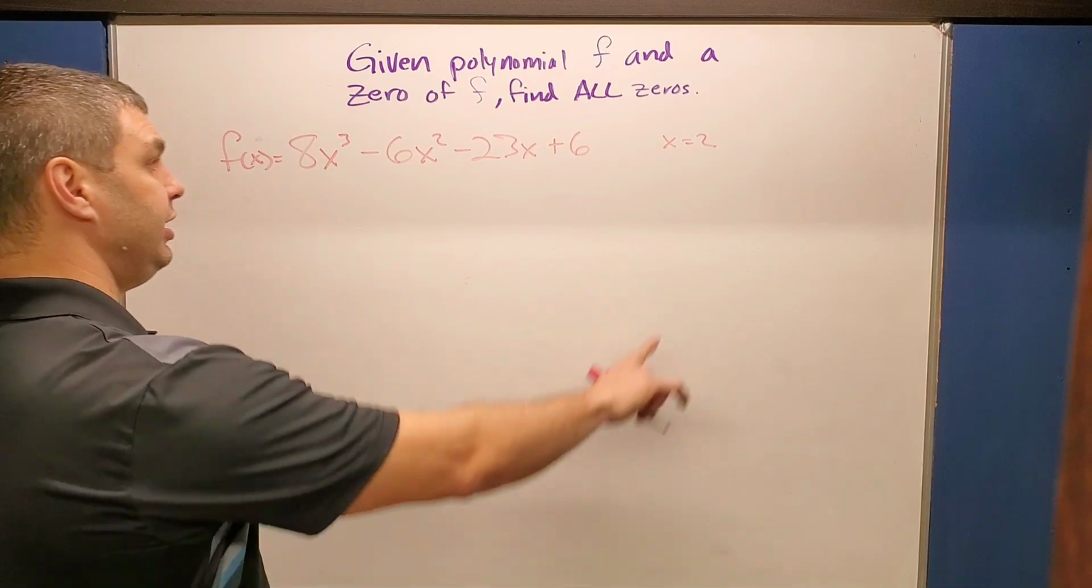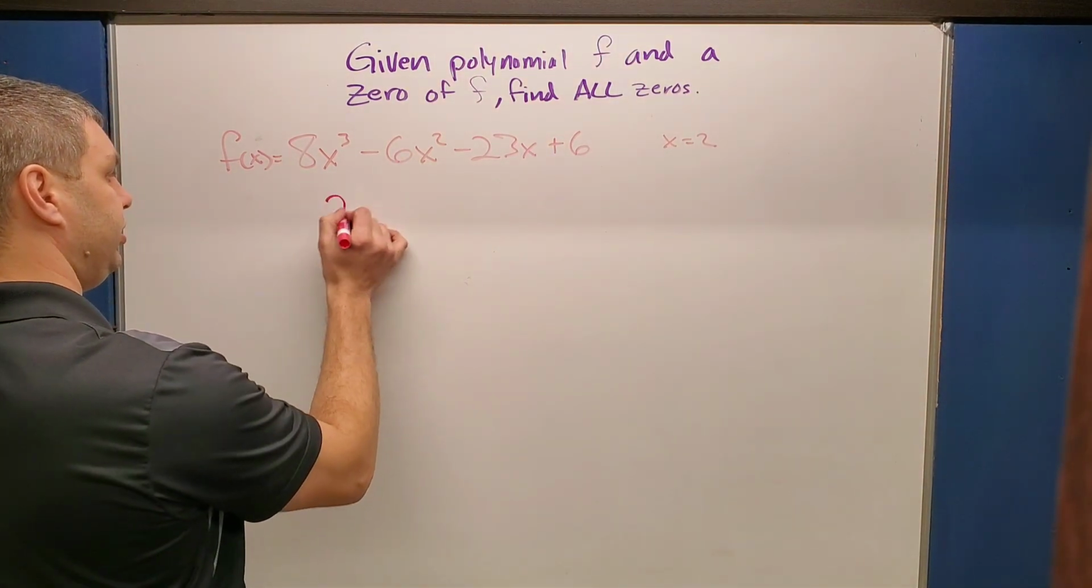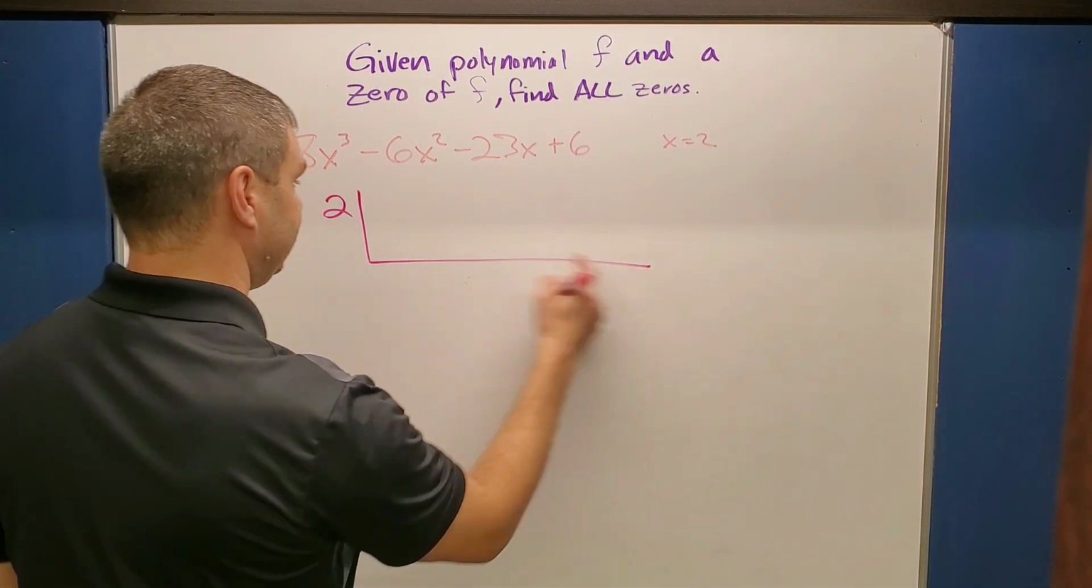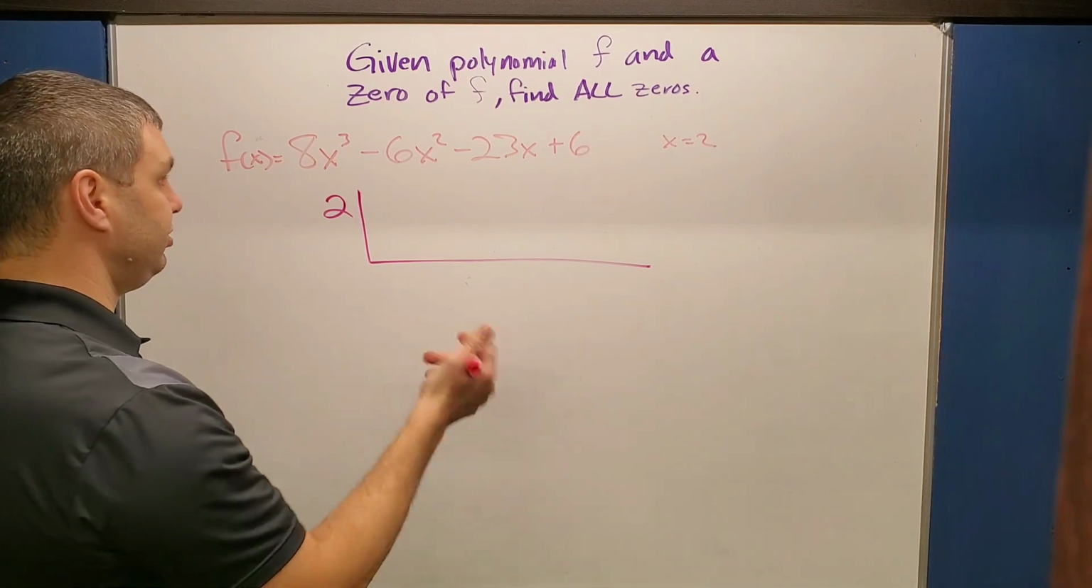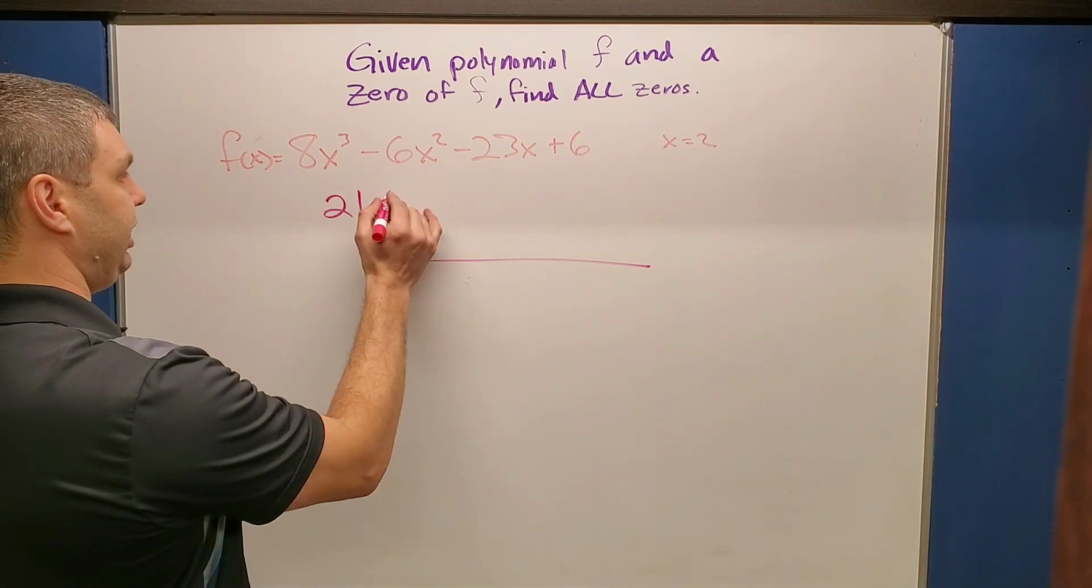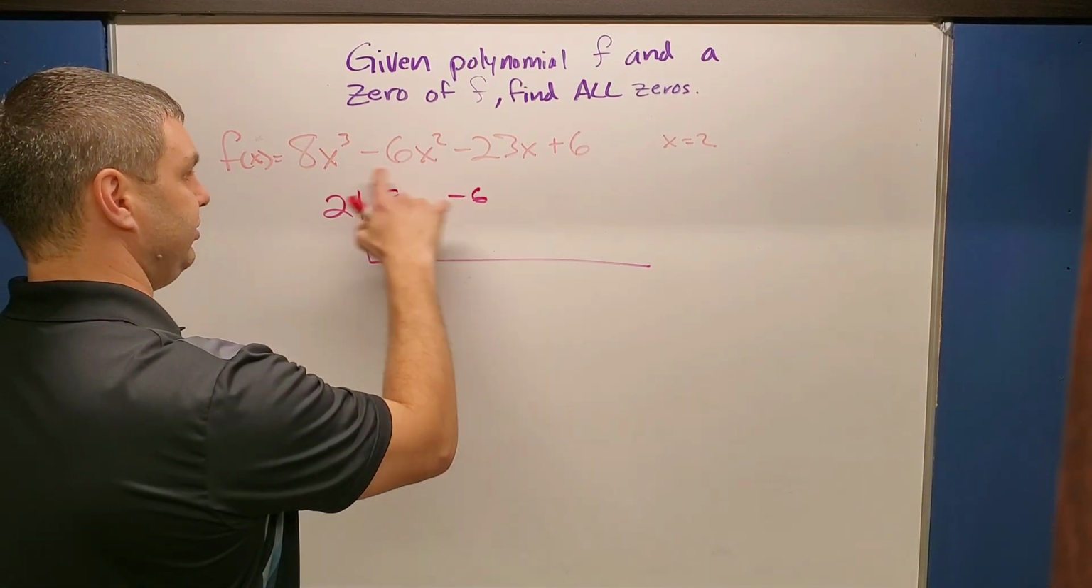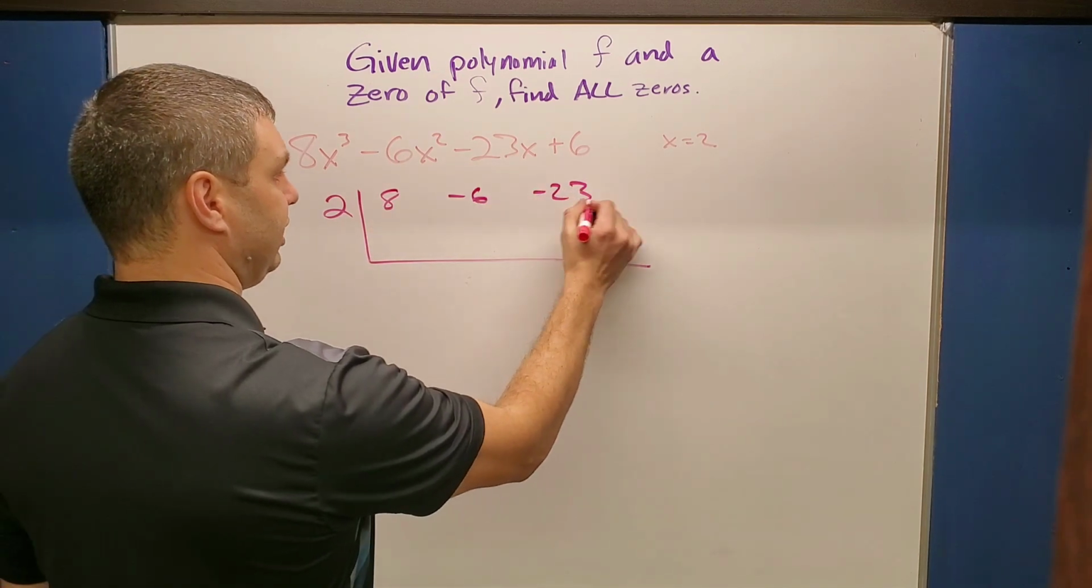So let's try it here. I'm going to divide by this 2, so we're going to put it outside. Remember, we're dividing synthetically, so it's upside down compared to normal division, upside down bracket here. And I'm going to have 8, -6, I'm using the coefficients, -23, and 6.